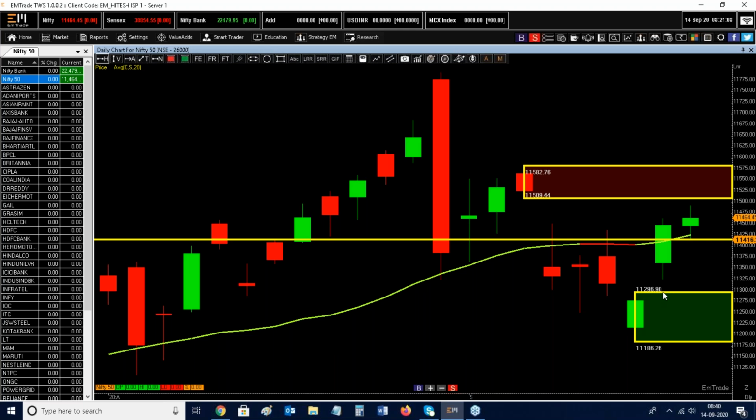Right? So as a day trader, this doesn't come into picture for us. So we'll be focused on the 20-day on the downside on the Nifty and the resistance.